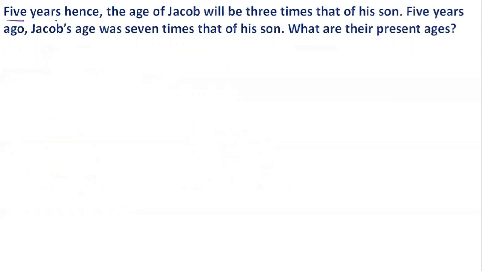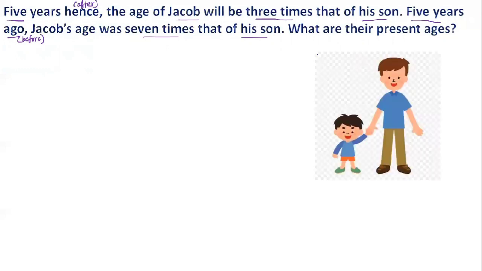Now look at this question. This is a question about age. 5 years hence means after 5 years, what happens? The age of Jacob will be 3 times of his son. And 5 years ago, before 5 years, Jacob was 7 times of his son. What are their present ages?